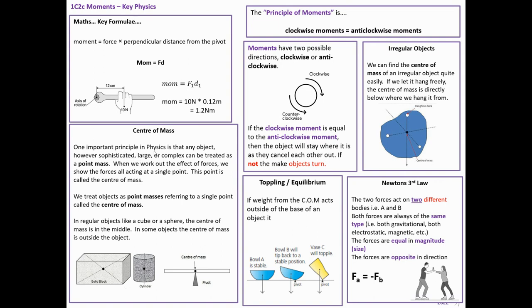And we need to know what the center of mass is. One important principle in physics is that any object, however sophisticated, large or complex, can be treated as a point mass. So it's where we can work out the effect of the forces and show that all the forces act through this single point. So on that irregular object, it's there.